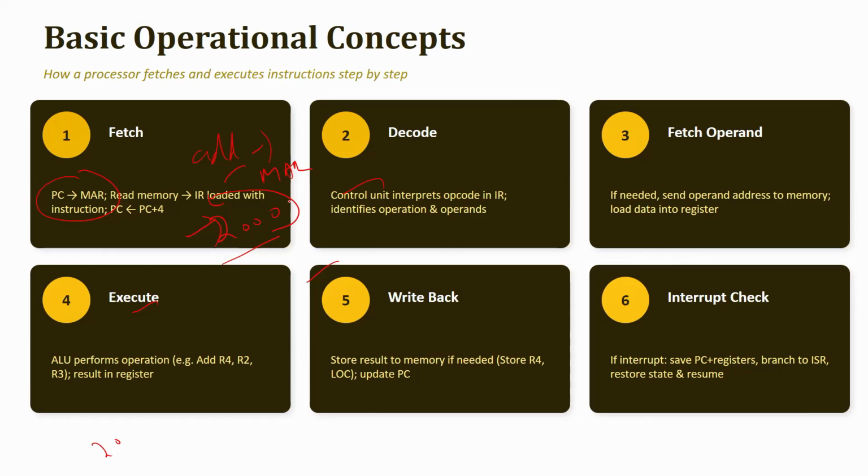So simply we can determine that the control unit will do the basic functionality, such as what operation should be performed, which registers are to be involved, and whether data is required from memory or not. Now we can consider an example of the instruction ADD R1, R2 and R3. With respect to this, the control unit will understand that it needs to perform an addition operation using the processor's ALU, the arithmetic logic unit.